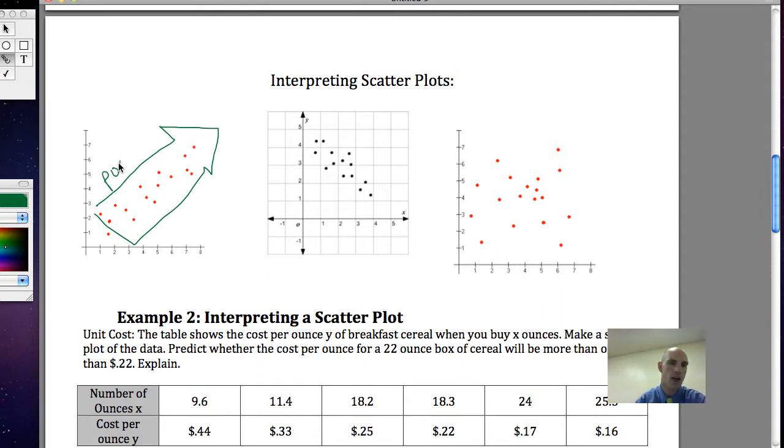We're going to call up and to the right a positive correlation, or a positive relationship. Since these go down and to the right, these are going to be a negative relationship. And you'll notice these are kind of all over the place. These have no relationship.